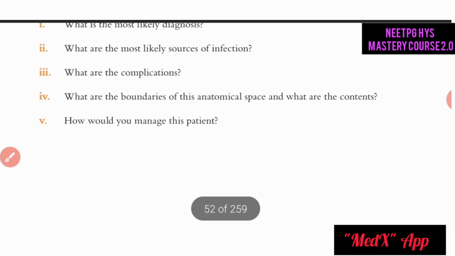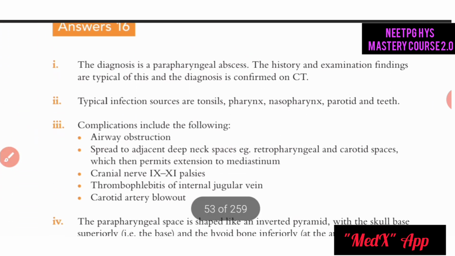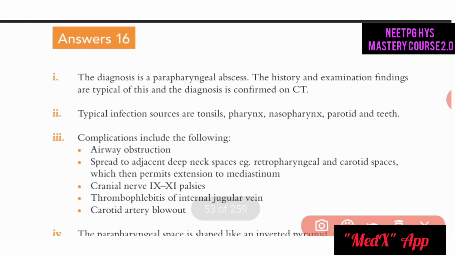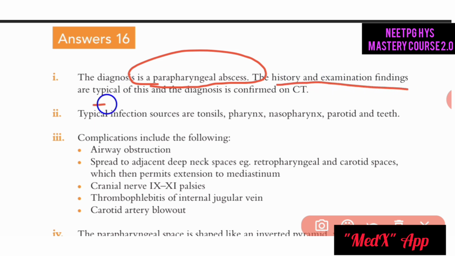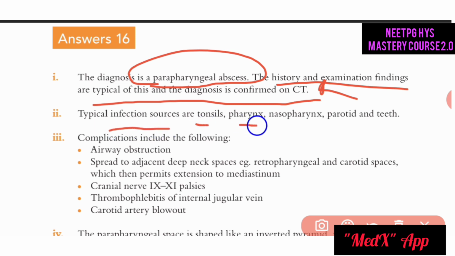So let us see what is our most likely diagnosis. From the CT scan and the clinical symptomology, we can come to the diagnosis of parapharyngeal abscess. The history, the examination findings, and the CT finding are all very typical. The typical infection sources are tonsil, pharynx, nasopharynx, parotid, or teeth. Any infection from these areas can enter into the parapharyngeal space and cause parapharyngeal abscess.